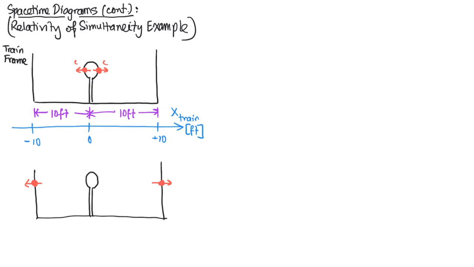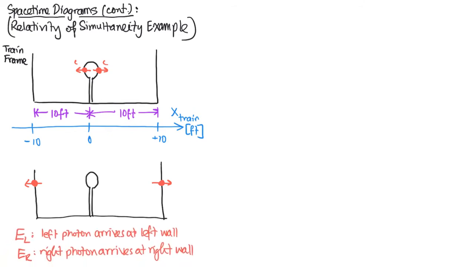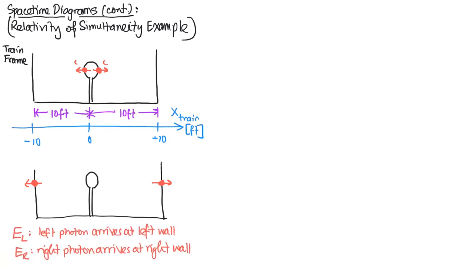Okay? We're going to define 2 events and name them. We'll call EL the event left photon arrives at left wall, and we'll call ER right photon arrives at right wall. And what we can say is in this frame, EL and ER are simultaneous. Okay? So our hope is that we'll be able to draw a space-time diagram for these events, and show graphically what it means for them to be simultaneous.